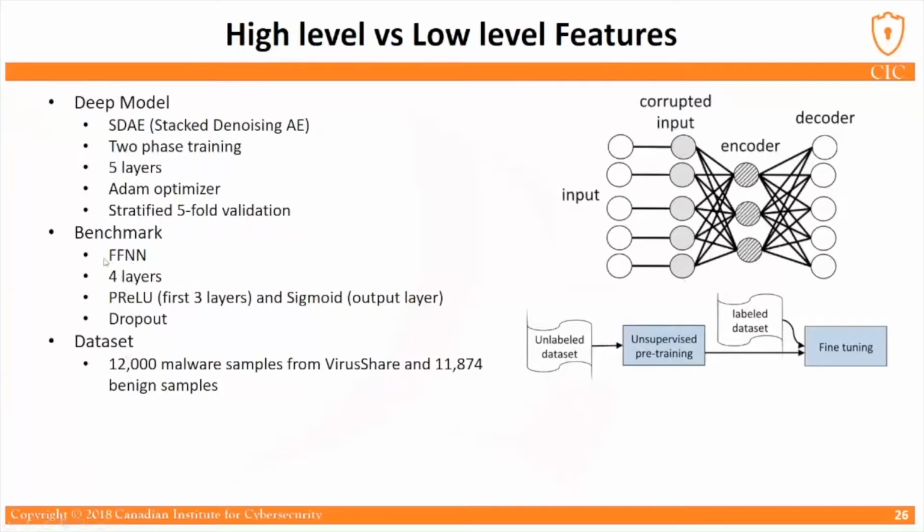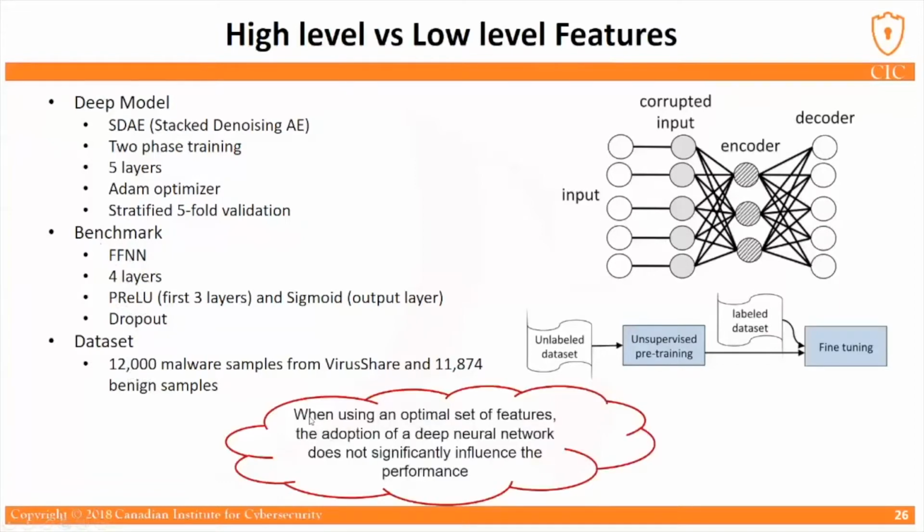And the benchmark that they want to compare with is a feedforward neural network with 4 layers and sigmoid and parametric ReLU function. They have used dropout, and the data set contains 12,000 malware samples from VirusShare and 11,874 benign samples. What they have concluded is that when we are using high-level or an optimal set of features, the adoption of a deep neural network does not significantly influence the performance.